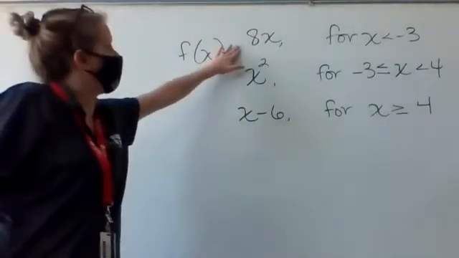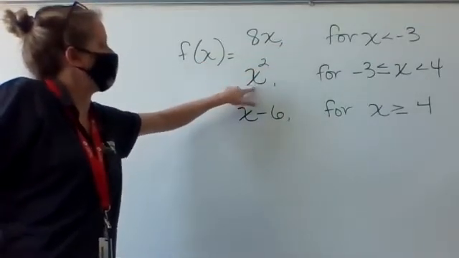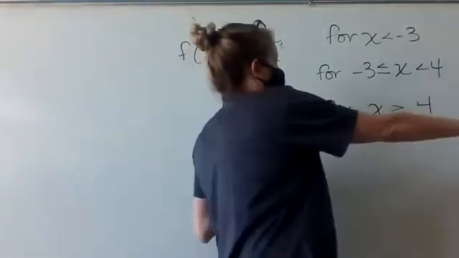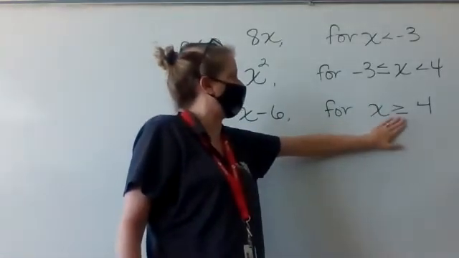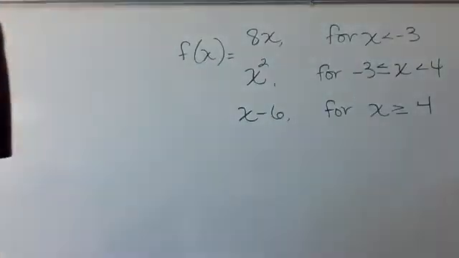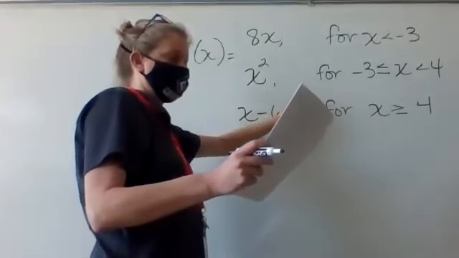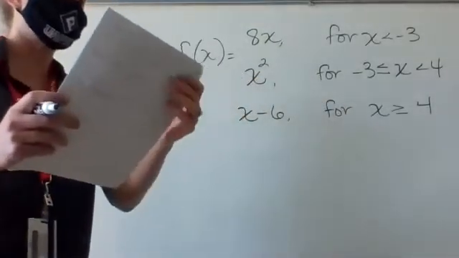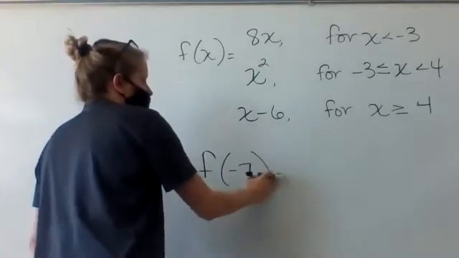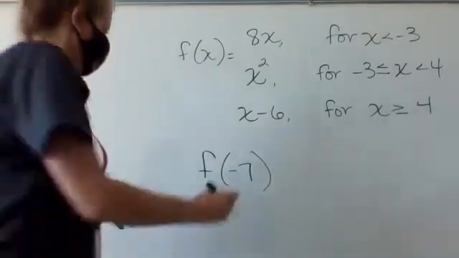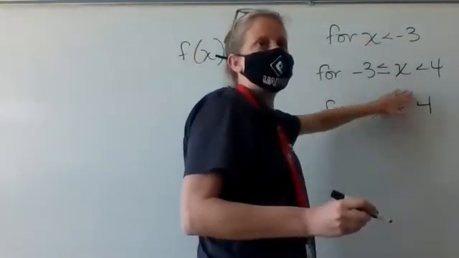So the way it's written out, it's 8x for all the x's that are less than -3. The graph will be in the shape of x squared when the x's are between -3 and 4. And then the graph will be x minus 6 for all the x's that are greater than or equal to 4. So this says the piecewise function is defined as shown to the right. Identify the expression that should be used to find f of -7. So what it wants you to do is find this number and which section it should be in.